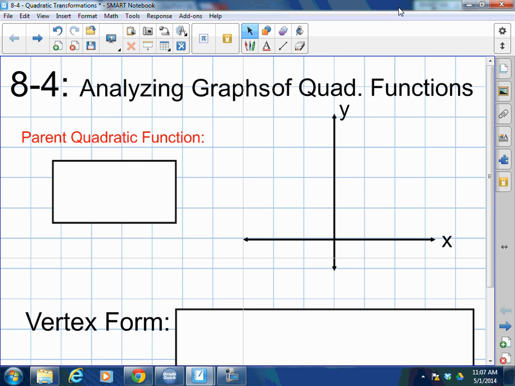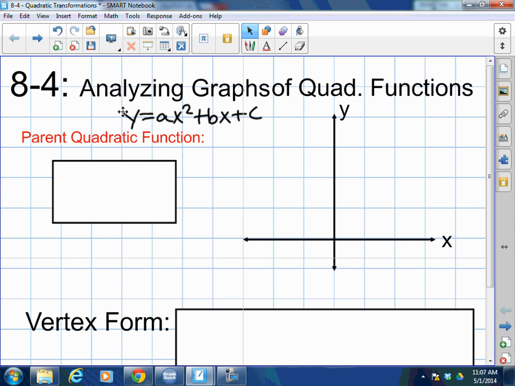Morrell's Algebra class. Today we are going to be talking about quadratic transformations, and we're going to be analyzing the quadratic function. So far, we have been learning how to graph functions that are in what's called standard form. Standard form is y equals ax squared plus bx plus c. But sometimes they're going to give it to us in a different format, and it's called the vertex form.